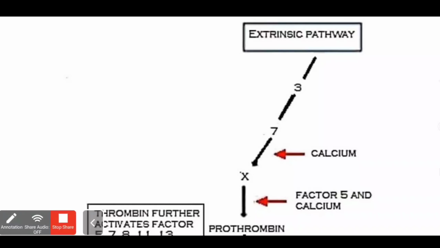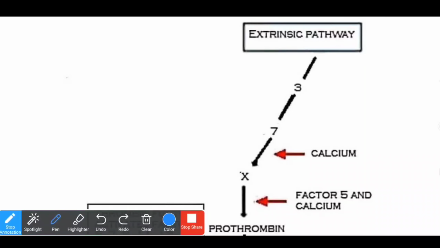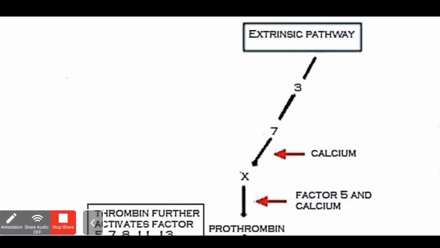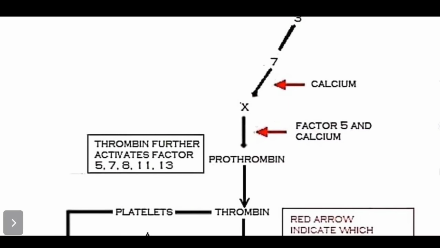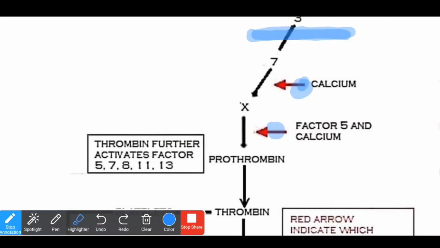Now we are dealing with the proper diagrammatic representation of how blood clotting works. Here we are dealing with the extrinsic pathway, which means an external injury has taken place. First, the factor that comes into action is factor number 3, called thromboplastin. This factor 3 will activate factor number 7, and with the help of calcium, which is factor number 4, factor 7 will activate factor number 10.